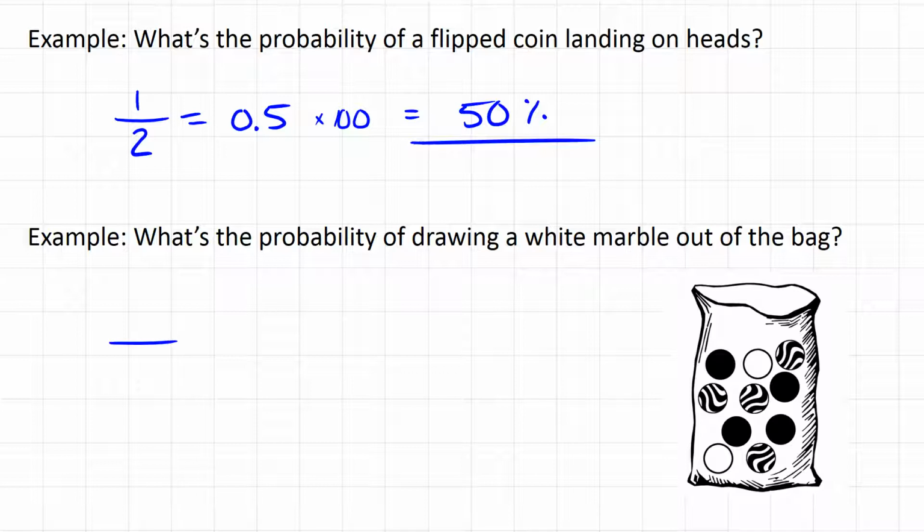How about drawing a white marble from this bag? Well, the probability is going to depend on two things. Number one, how many white marbles are there? 2. So we have two possible outcomes that would make us happy. And then what's the total number of marbles? 1, 2, 3, 4, 5, 6, 7, 8, 9, 10. So there's 10 total possible outcomes when we draw a single marble out of that bag. So 2 divided by 10 is 0.2, times 100, and we get 20%.